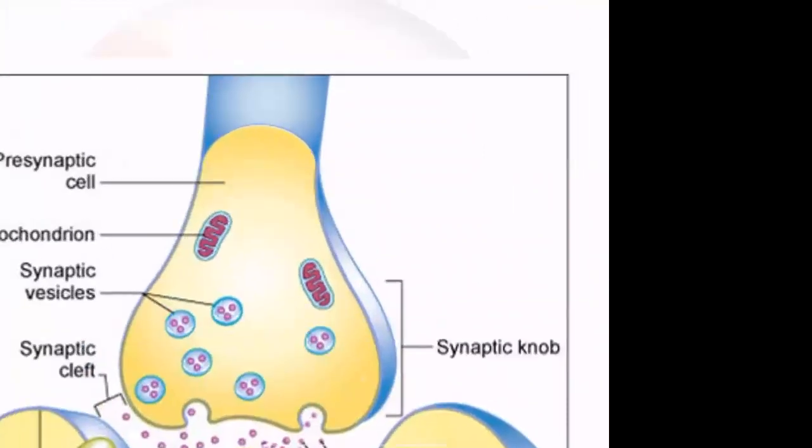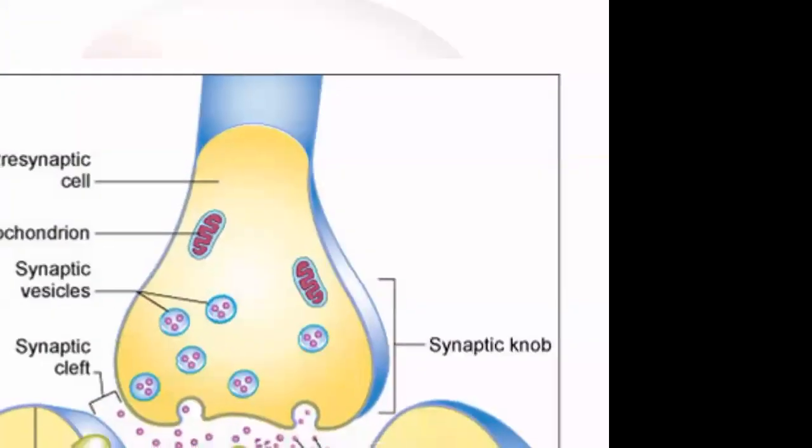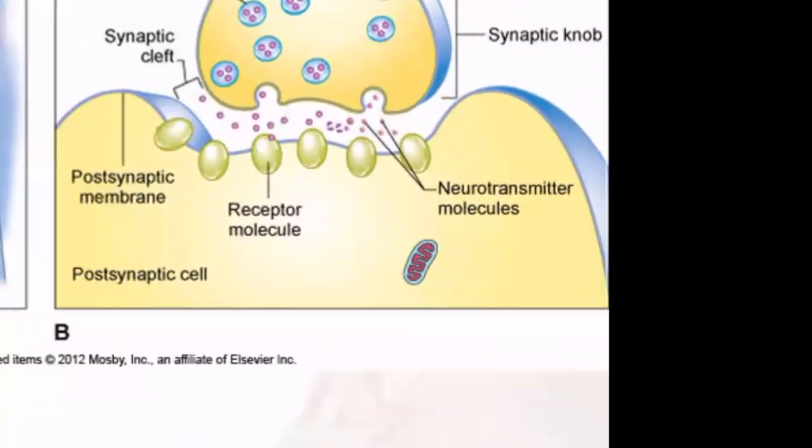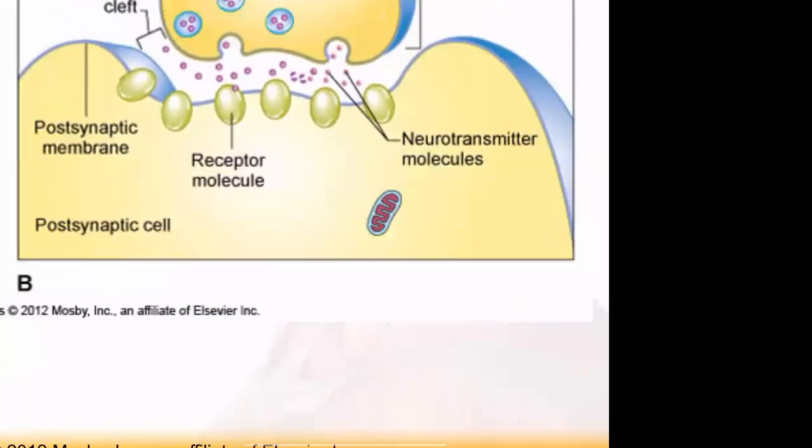So here is the end of the neuron. Oh man, I want to take one more break. Here's the end of the neuron. This is going to represent the dendrite of the next neuron, for instance.